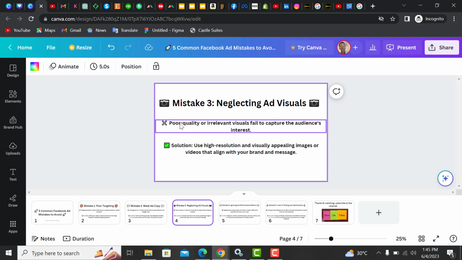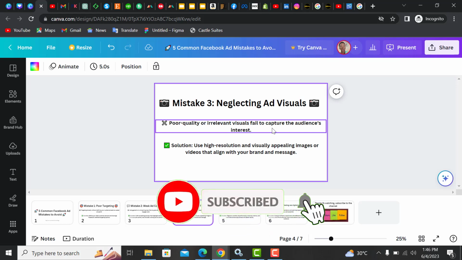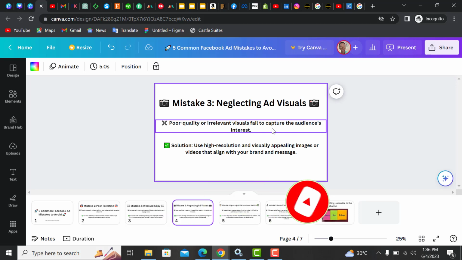So like I said, poor quality or irrelevant visuals fail to capture the audience's interest, and you're going to lose out on a lot of things because you're going to keep burning money without captivating or capitalizing on the audience you are trying to captivate. You're just going to show them ads that are not relevant and ad visuals that are poor. It's not going to bring in sales and leads.